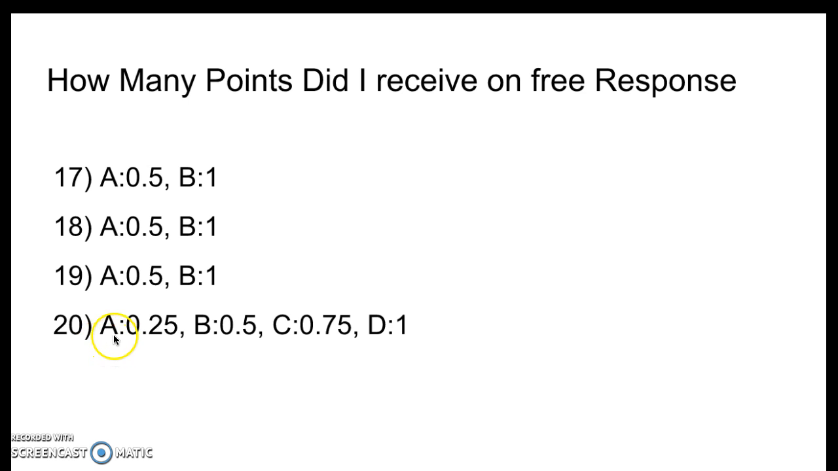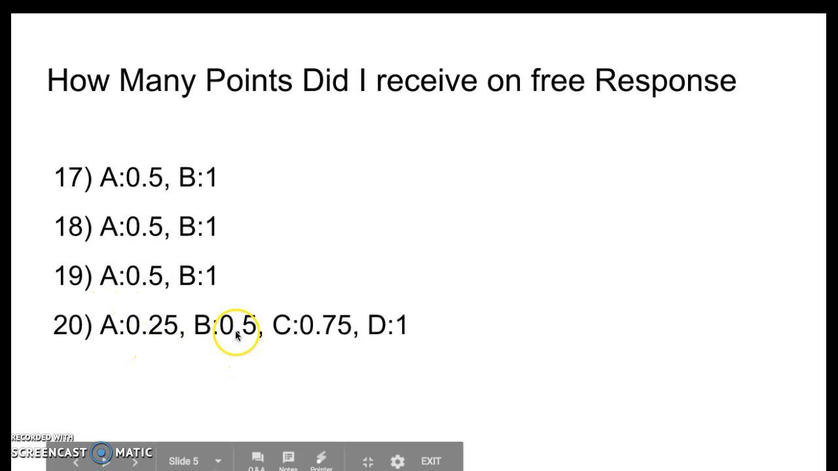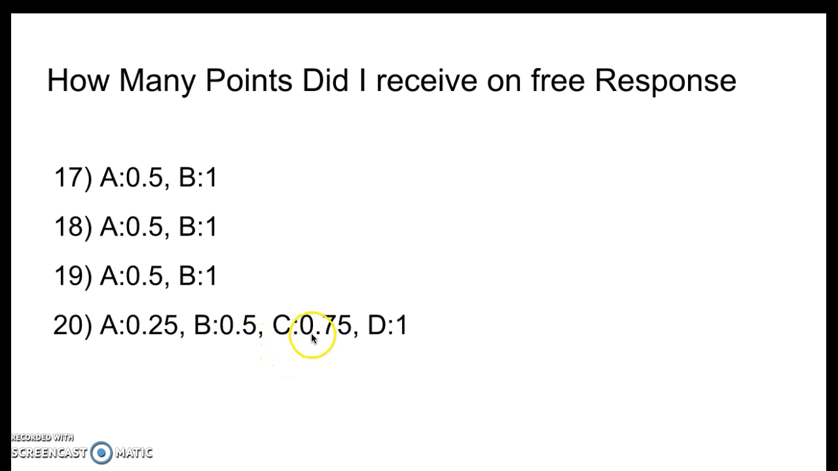For question 20, each bubble goes up by increments of 1/4 or 0.25. So if you circled A, you only have 0.25 points, so that's 1/4. B, you get half. C, you get 3/4 or 0.75 points, and then D, you get 1. So again, unless I circle D for question 20, it is not fully correct. You need to correct it.